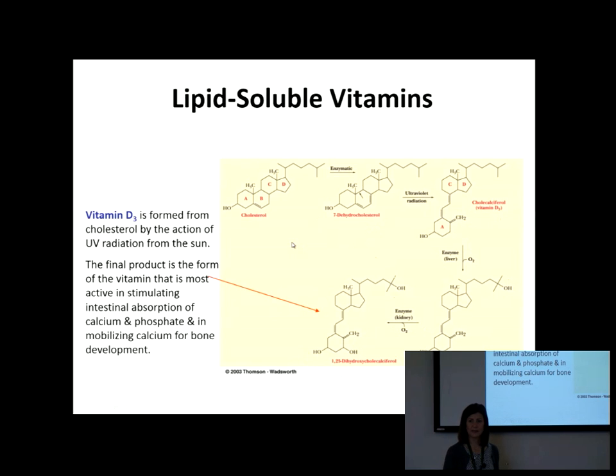I fool my kids, and I give them salads, and I put spinach leaves in the salad. And they're like, what kind of lettuce is this? I say, just normal lettuce. Normal. This is what we eat all the time.